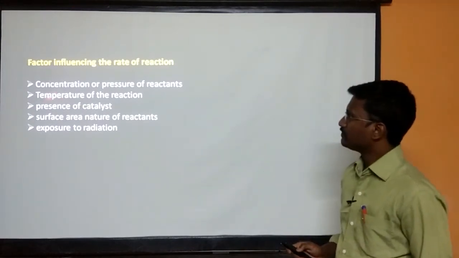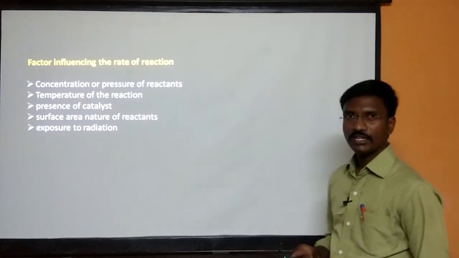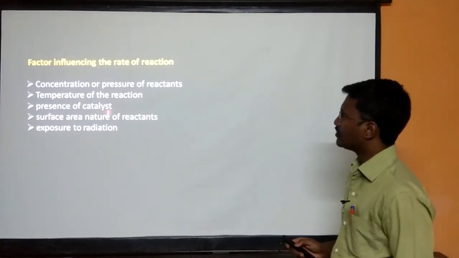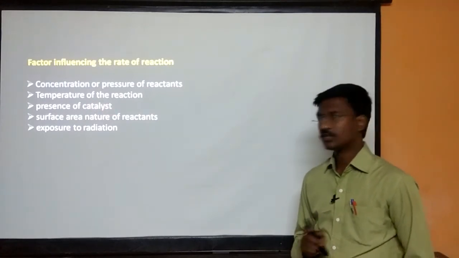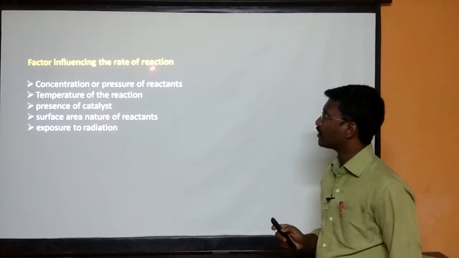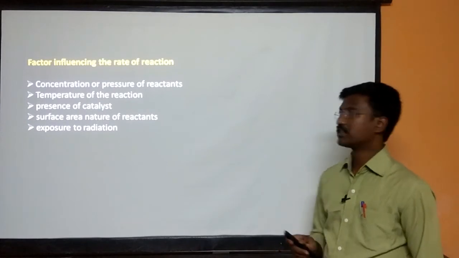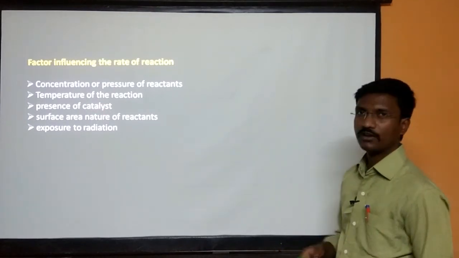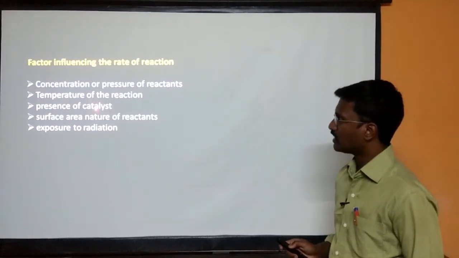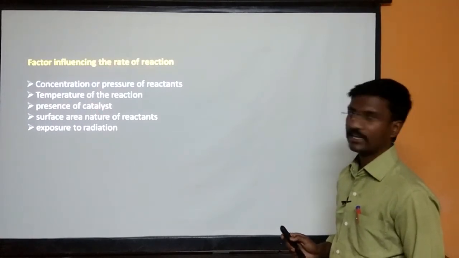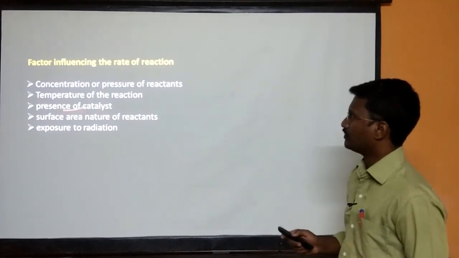Next one is the temperature of the reaction. As the temperature is greater, the rate of the reaction increases, obviously. And presence of catalyst. In almost all reactions, the catalyst increases the rate of reaction, means the speed of the reaction increases by using the catalyst. In some reactions, a different kind of catalyst decreases it, but that is negligible. Wherever we use a catalyst, we use it only to increase the rate of reaction.